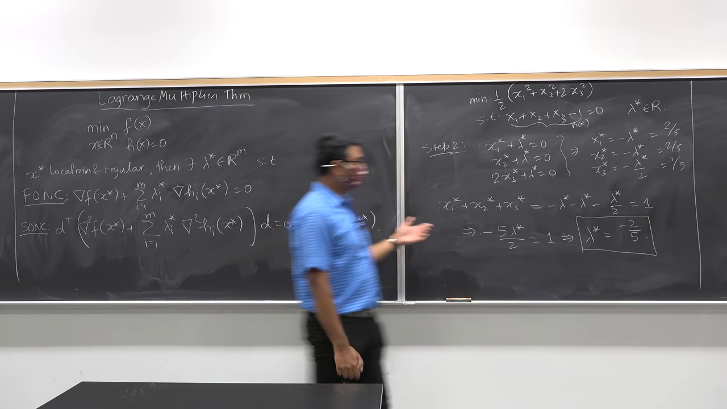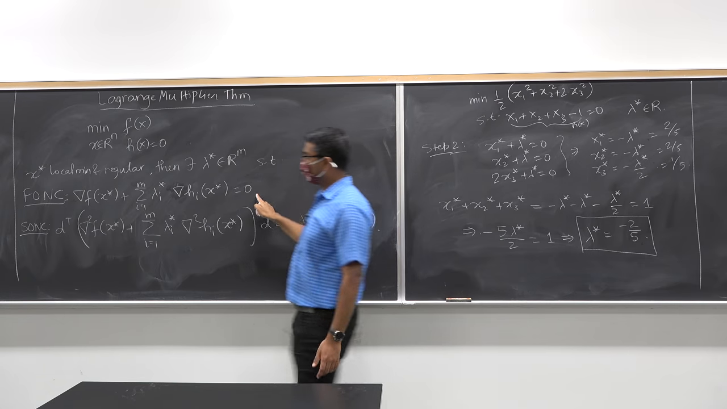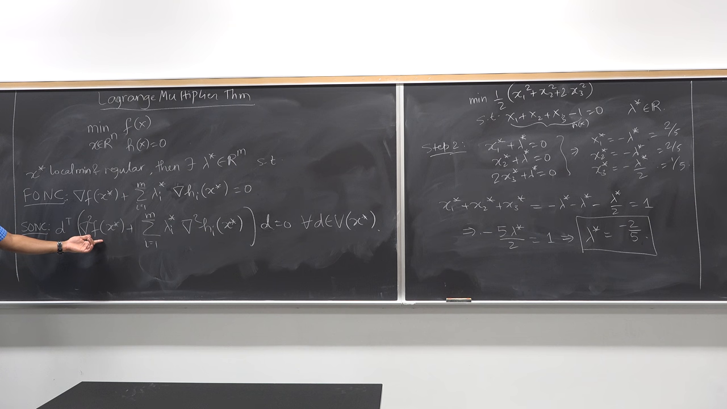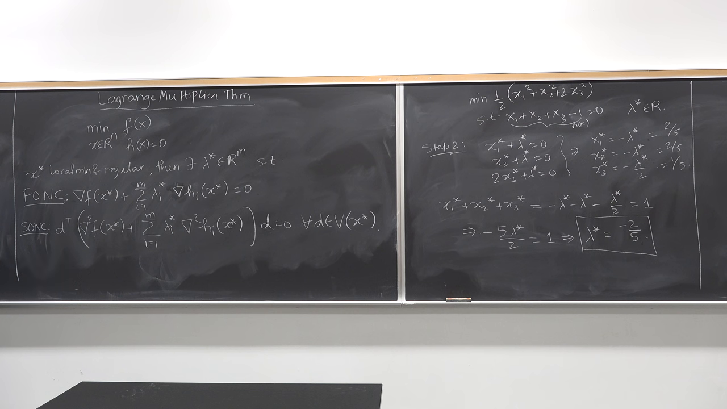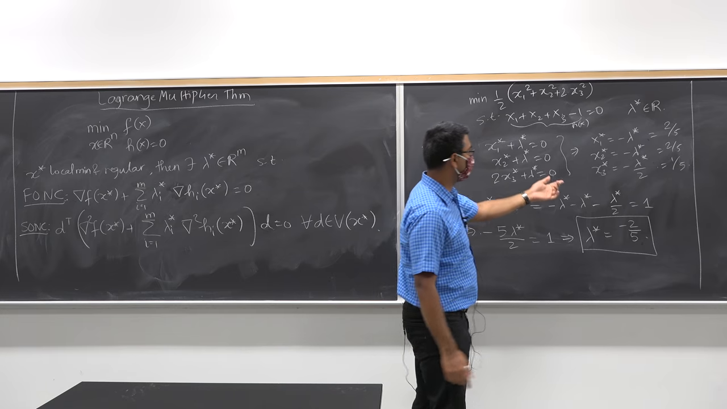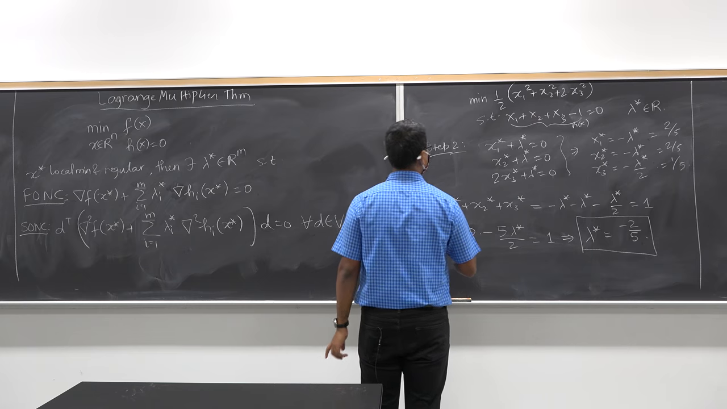Now, like I mentioned, this is a necessary condition for optimality. So x star as this vector and lambda star equals minus 2 over 5 satisfies the first order necessary conditions for optimality. It would also satisfy the second order necessary condition for optimality because the second derivative of f is going to be a positive definite matrix. Let's do the second derivative part as well. So let's see whether this x1 star, x2 star, x3 star, and lambda star satisfies the second order necessary condition or not.